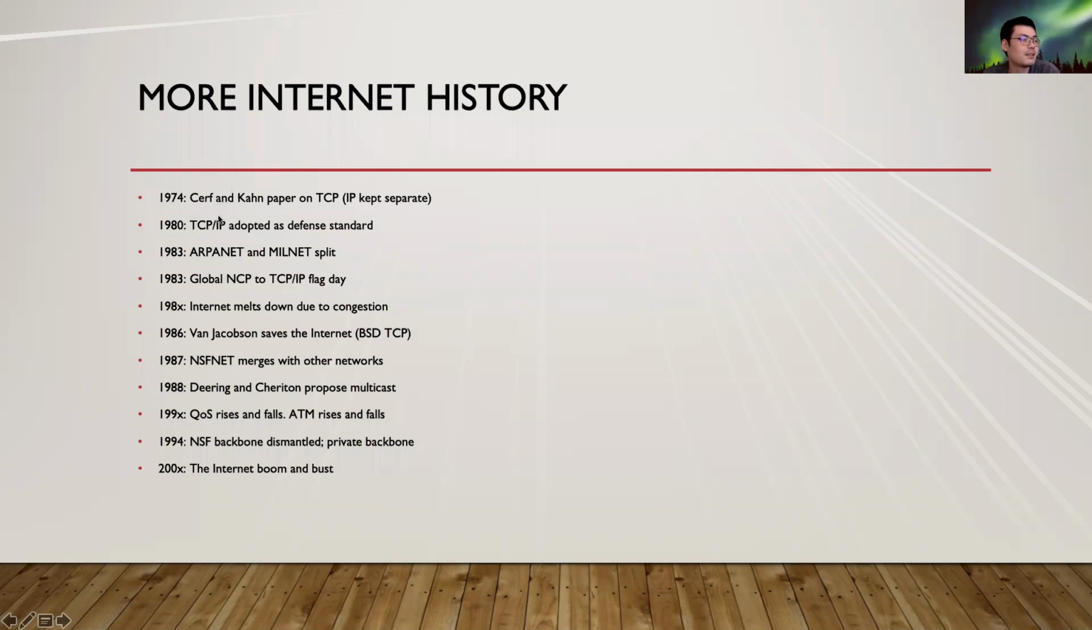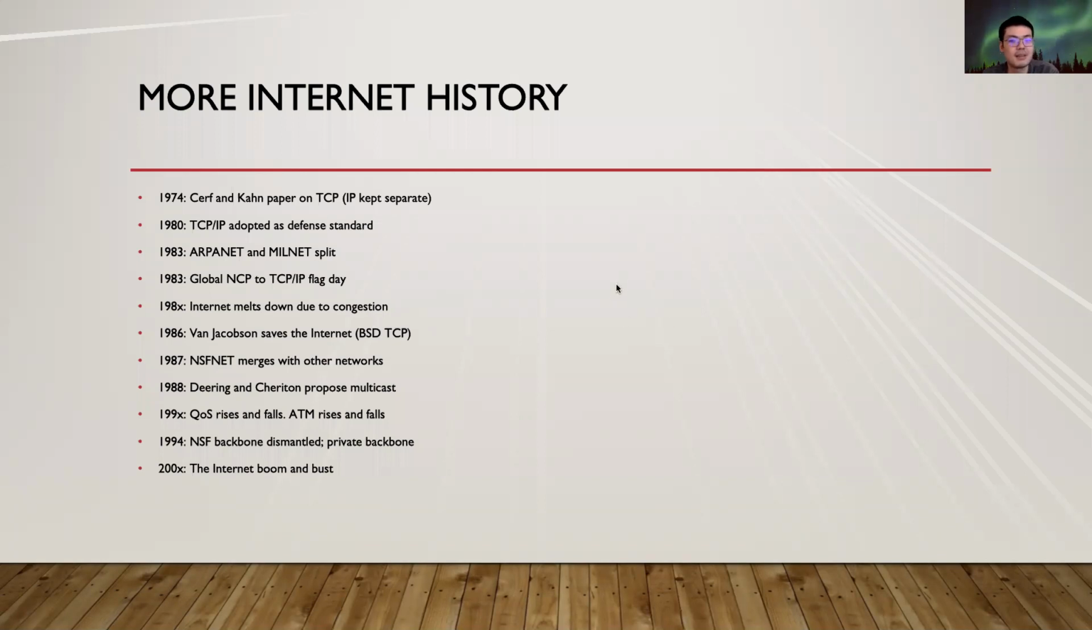Yeah, and you can see there's a lot of history here, right? Another interesting thing is here. There was an internet meltdown due to congestion, because more and more people were using it. So there was a problem, right? The router basically keeps dropping the packets. Okay, nothing gets sent, right?